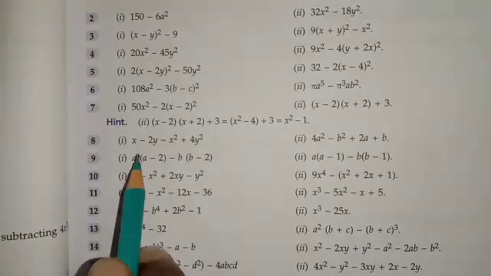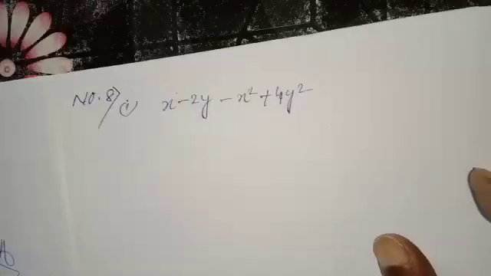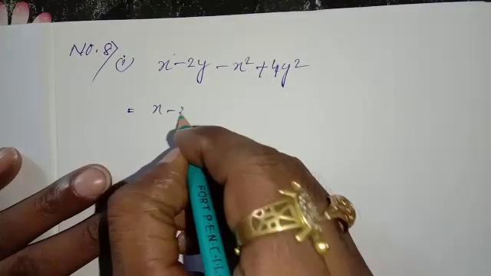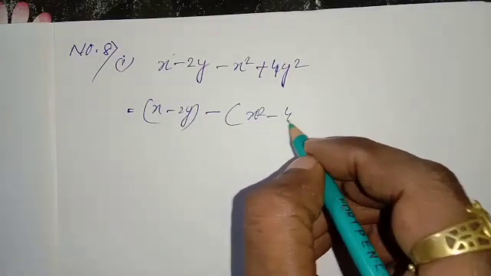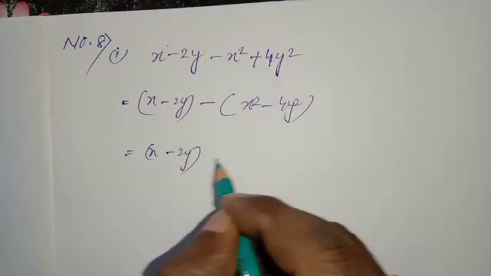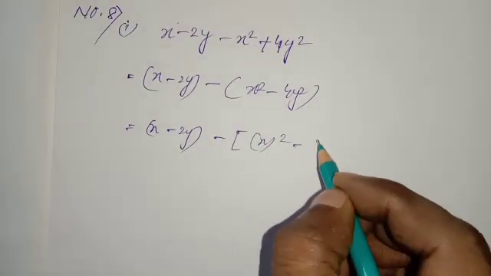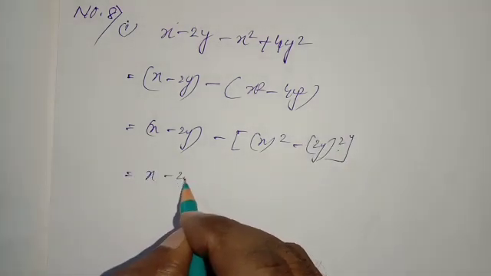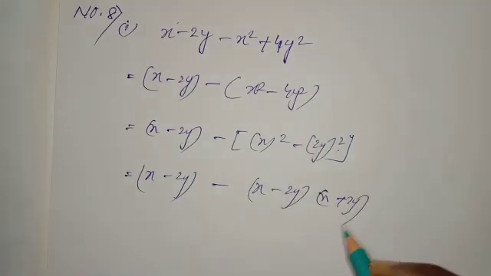Question 8, first part: x minus 2y minus x square plus 4y, it is given and you have to factorize. Just see, first copy the question. Make x minus 2y one group, and from the last take minus common, it will be x square minus 4y square. Now x minus 2y, this will be x whole square minus 2y whole square. A square minus b square formula you have to apply. This will be x minus 2y whole into x plus 2y.